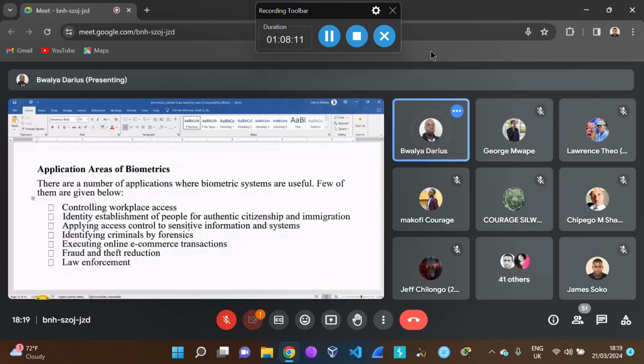Then we have identity establishment of people for authentic citizenship and migration. In migration, we'll come to learn about more applications of this later, to authenticate people for citizenship.